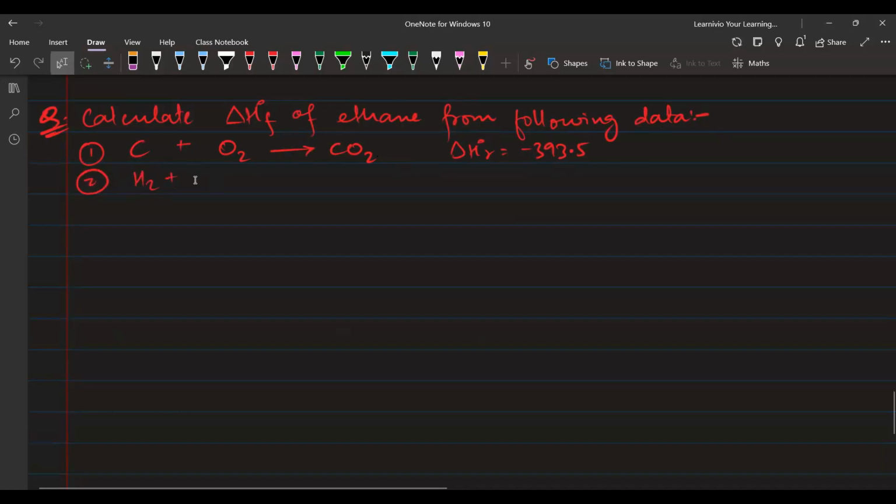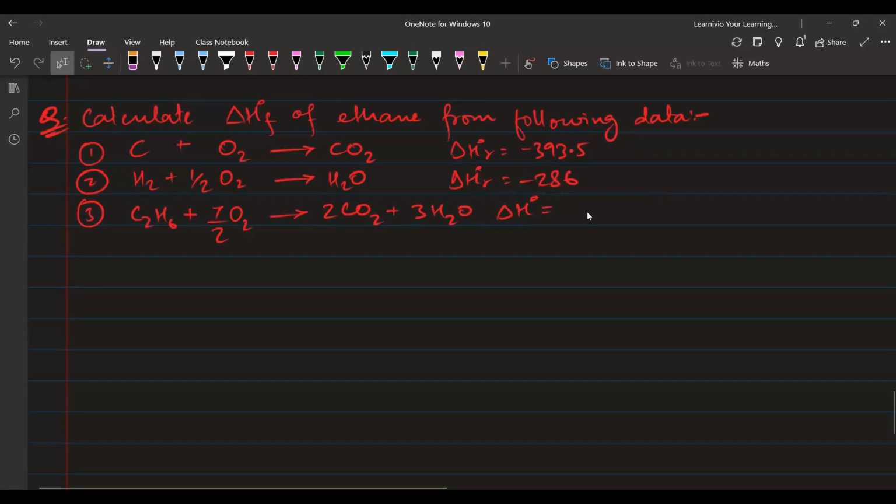Second, they are saying H2 plus half O2 gives water, and the enthalpy of this reaction is equal to minus 286 kilojoule. Third, they are giving C2H6 plus 7 by 2 O2 gives 2 CO2 plus 3 H2O, and the enthalpy of this reaction, they have given it to be minus 1560. Okay, please copy this down. Raise your hand once you are done writing the question, then we will discuss the solution.